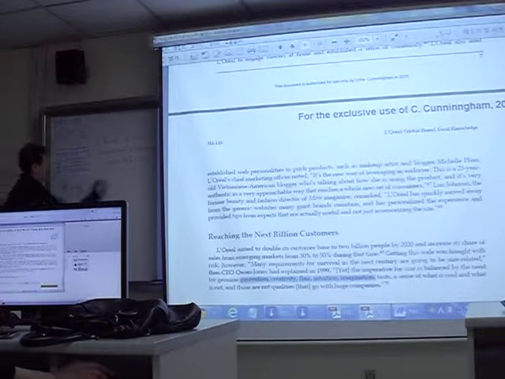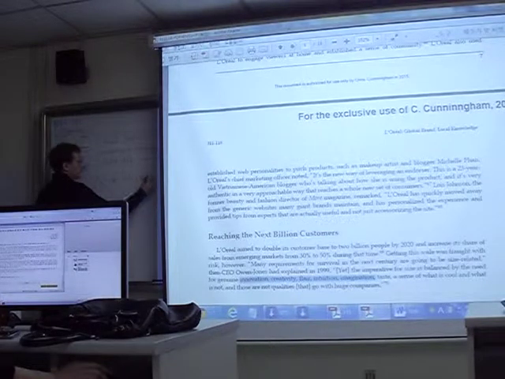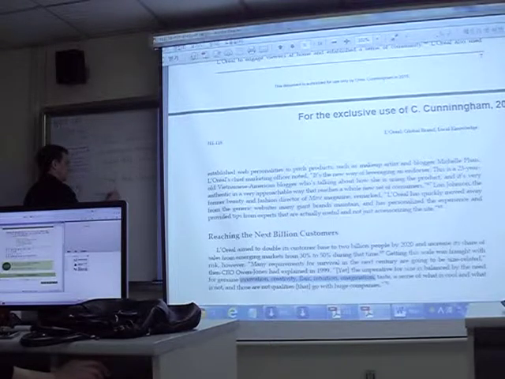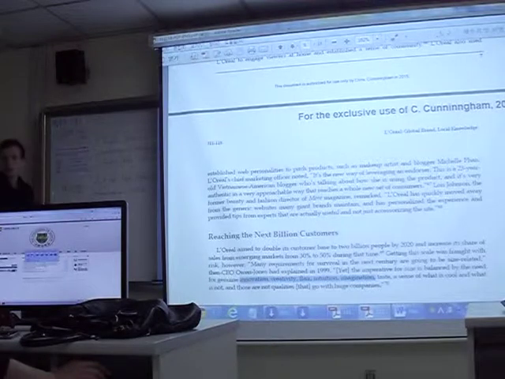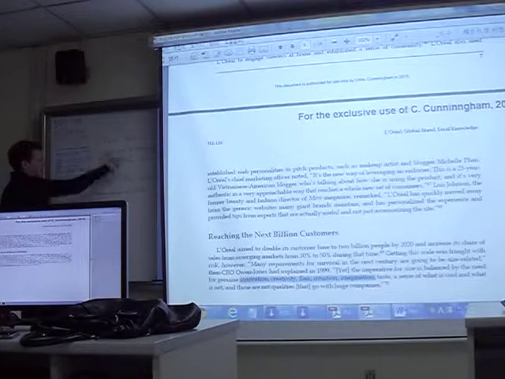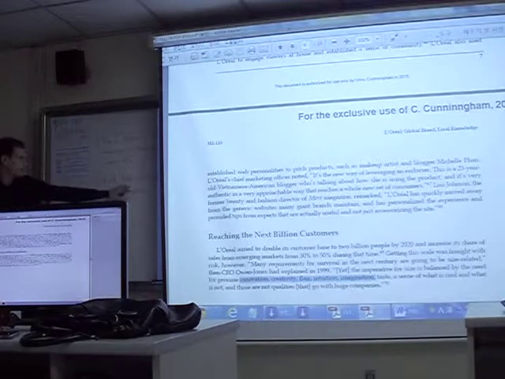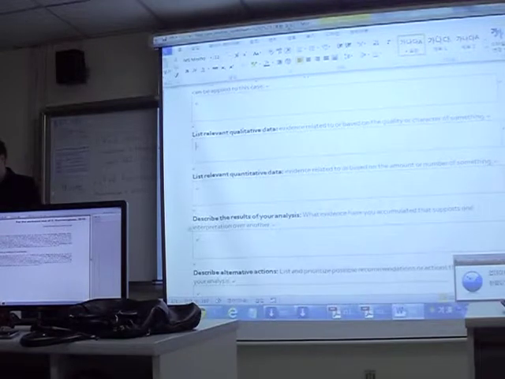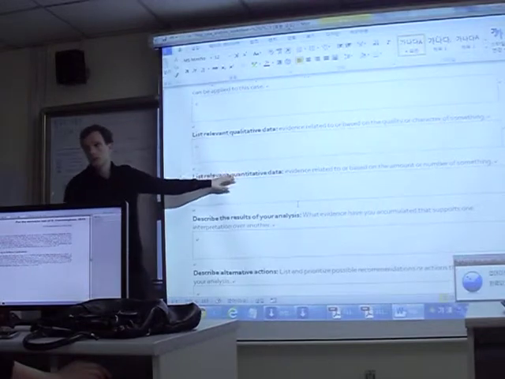So step 2, we are going to find the relevant information. Do you understand relevant? Yes. Find the relevant information and data. Relevant to what? Relevant to our issue, the issue that we figured out from the introduction and the conclusion and the headings. Okay? Find the relevant information and data. Now we are going to put that data into 2 headings. The first heading is qualitative data and the second heading is quantitative data.